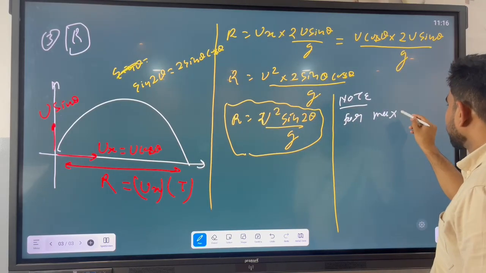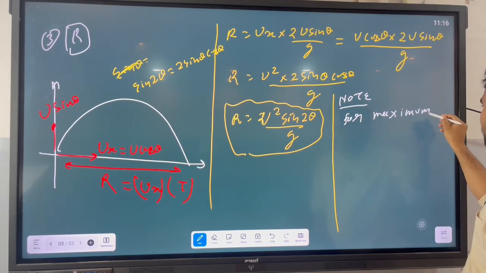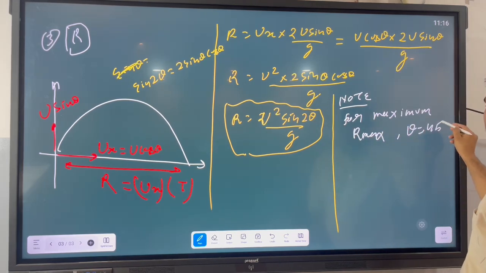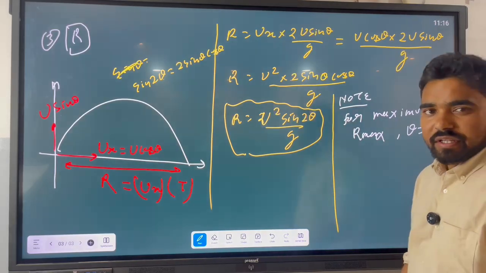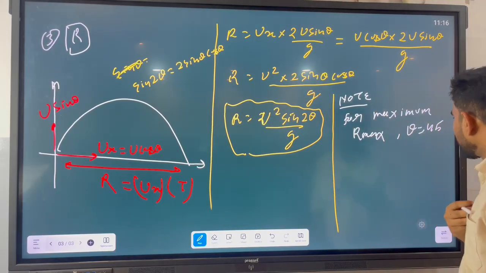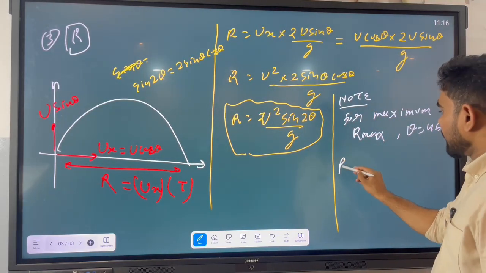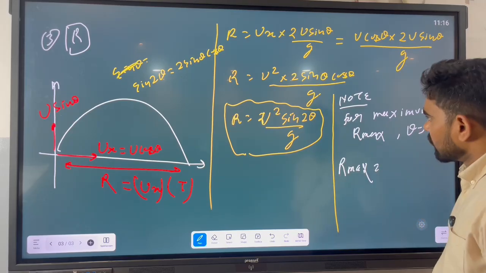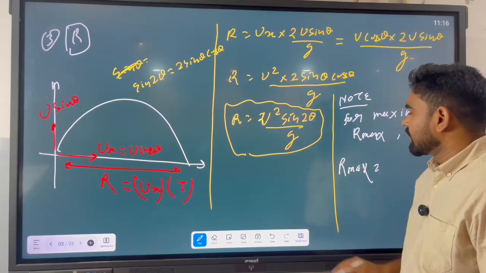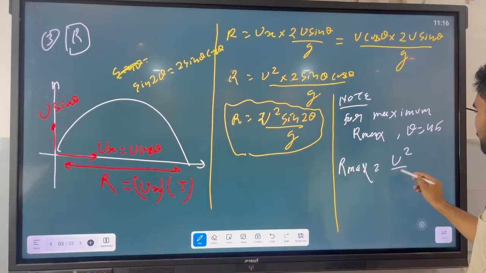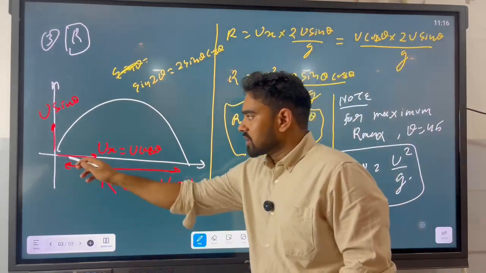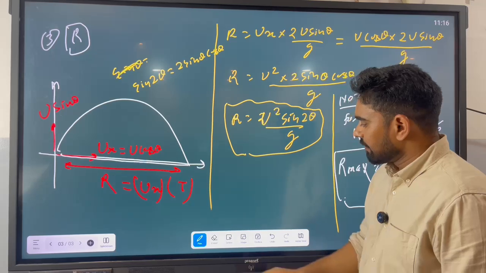For maximum range, R max, the projectile angle must be equal to 45 degrees, theta equals 45, and sin 90 equals 1, so R max equals u square divided by g. This is the maximum range of projectile.